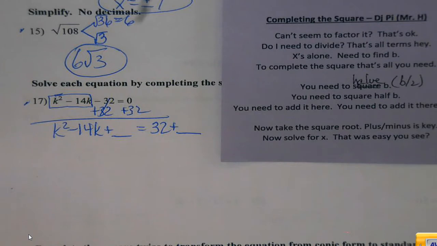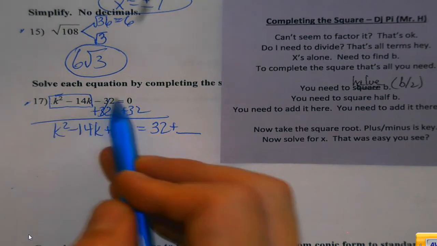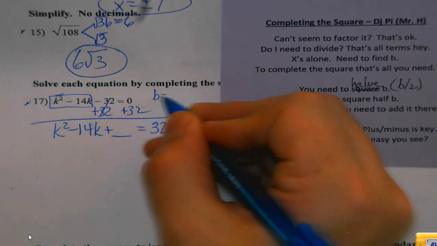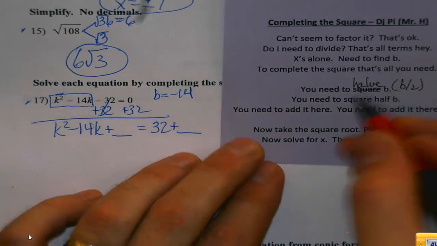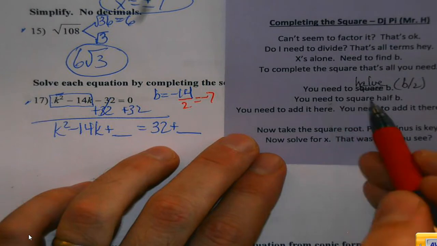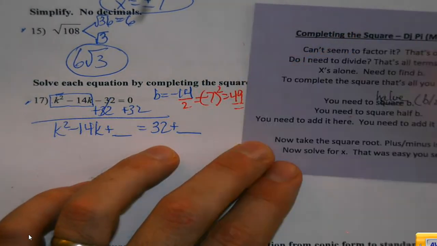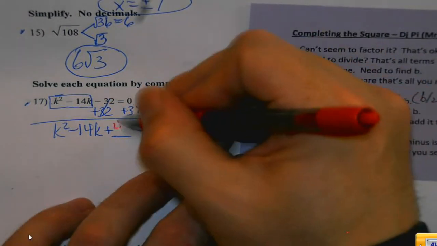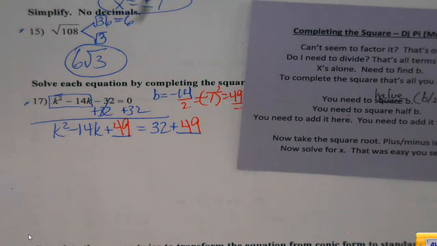I need to find B. Remember, when we're in standard form, the number in front of squared is A, B, C. So my B is negative 14. Well, what do I do with it? Here we go. We need to have B. You need to square half B, in parentheses, of course. You need to add it here. You need to add it there. That's why we put the blanks in.